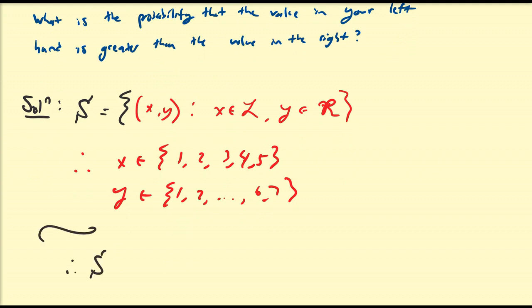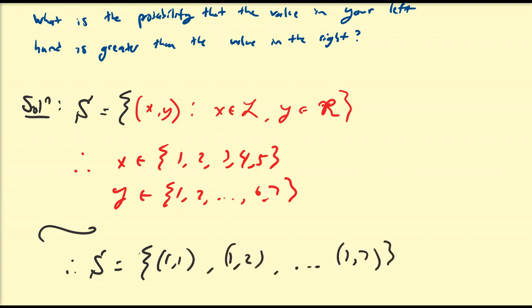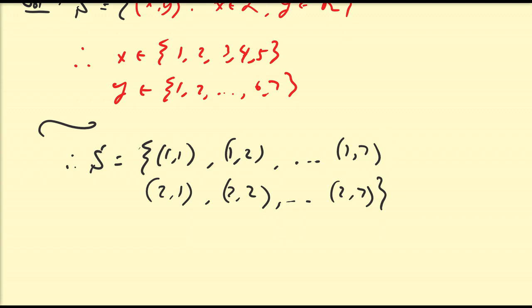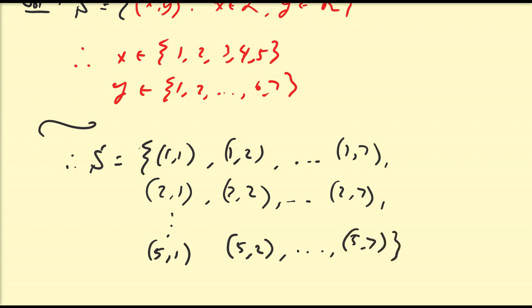So if this is the case, that means S is going to have the values (1, 1), (1, 2), all the way down to (1, 7). Then we can go to (2, 1), (2, 2), all the way down to (2, 7). Let's not close the brace because that's not the whole set. And let's continue in this fashion. So we're going to go all the way down to (5, 1), (5, 2), all the way over to (5, 7). And that's going to be all the values.